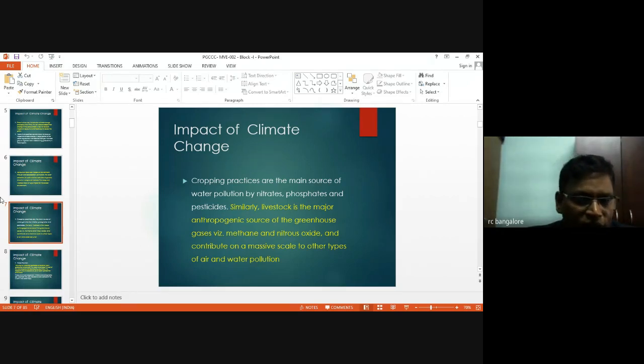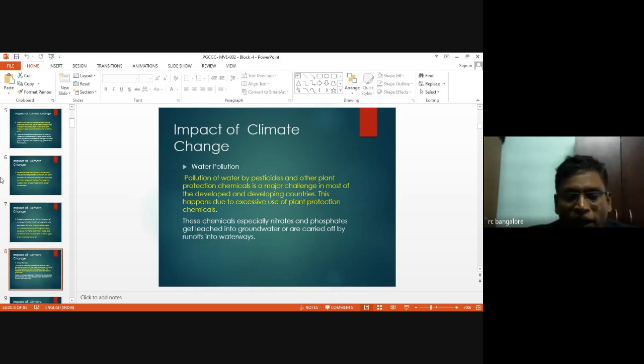Similarly, livestock is also a major anthropogenic source of greenhouse gases via methane and nitrous oxide, and contributes on a massive scale to other types of air and water pollution. What will happen? These chemicals, whether fertilizer or pesticides, which we are applying in the agriculture field, contribute to air and water pollution. So it will in turn affect the environment. So we come under the water pollution which arises due to agricultural activity.